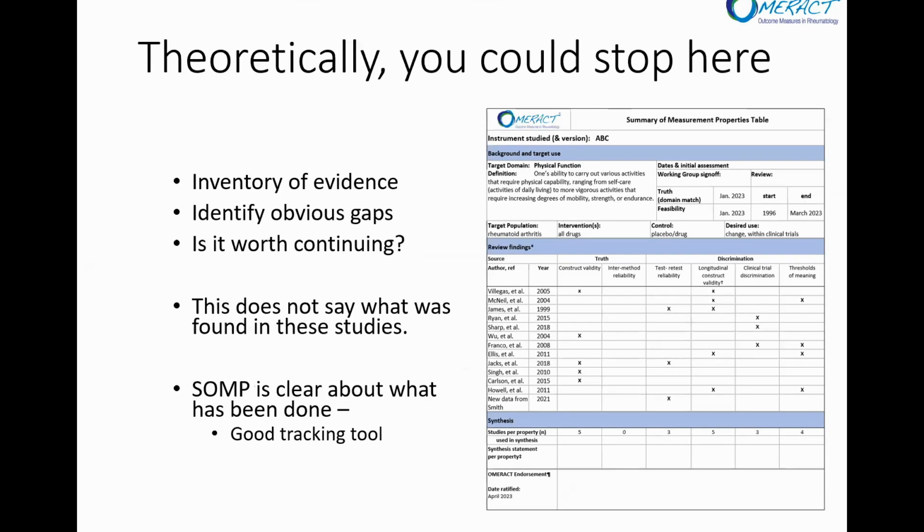Theoretically, you could stop here. It would give you an inventory of the evidence, identify any obvious gaps, and decide whether or not it's worth continuing. But it doesn't say what was actually found in these studies or how well the studies were done. One thing we want to point out here is that the SOMP is designed, or hopefully will be clear about what has been done. So it's going to immediately show you that the quality of methods haven't been done, or the results are not really saying whether it's performing well or poorly. So it's a good tracking tool for understanding what has and has not yet been done in this review.